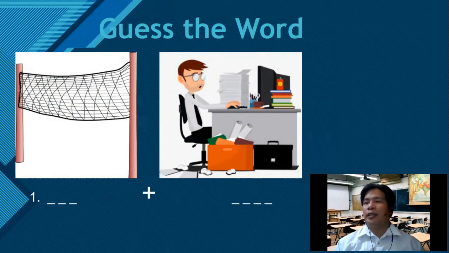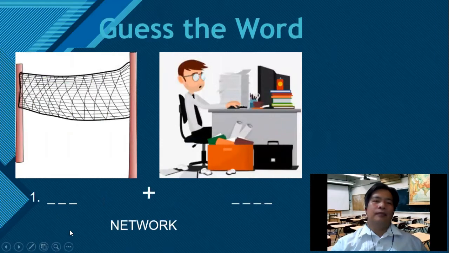Okay, the answer to this is network. In computer networks, a network consists of two or more network devices connected to each other to share resources such as files and printers. Okay, were you able to get all the answers correctly? If you did, then you did a great job, and it also means that you're ready for our next lesson.